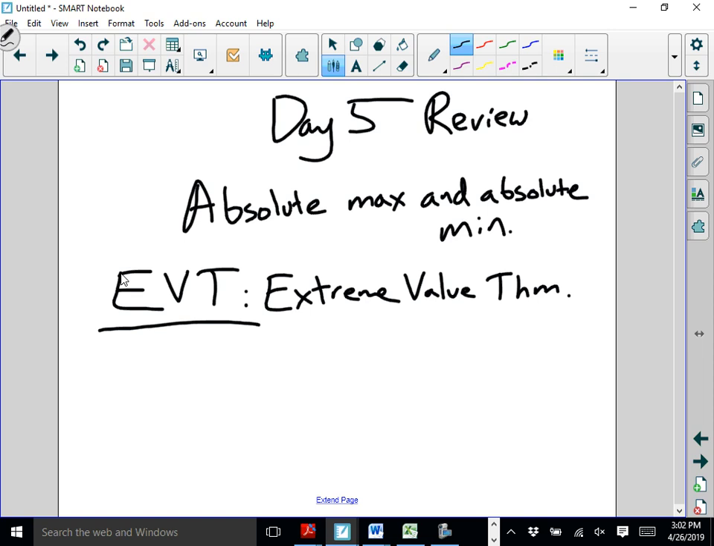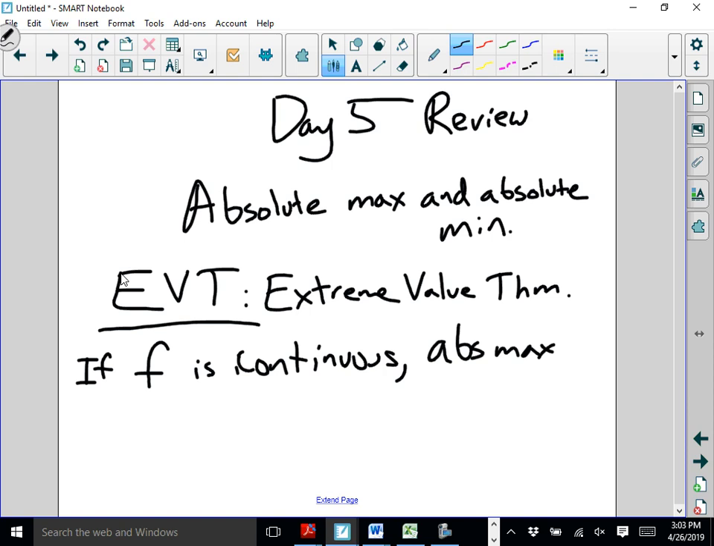Here's what we know. As long as a function is continuous, f must be continuous. So if f is continuous, it will have an absolute max or min. Okay? An absolute max and absolute min can only occur at two types of points. They can only occur at endpoints or critical points.